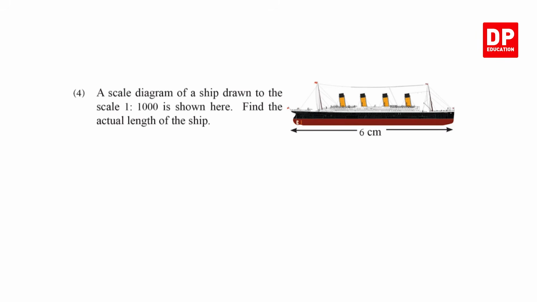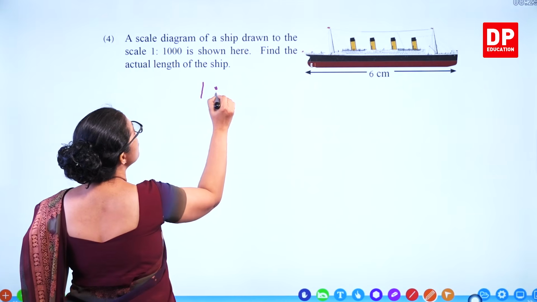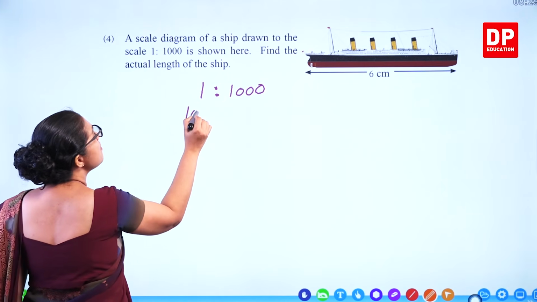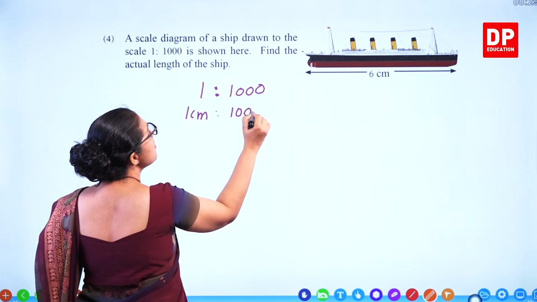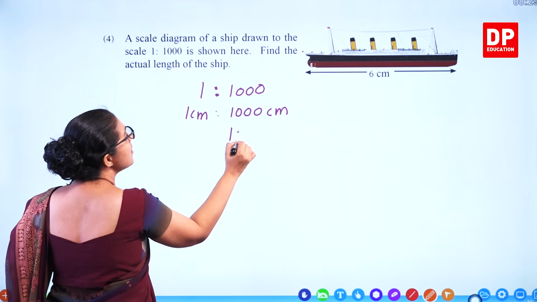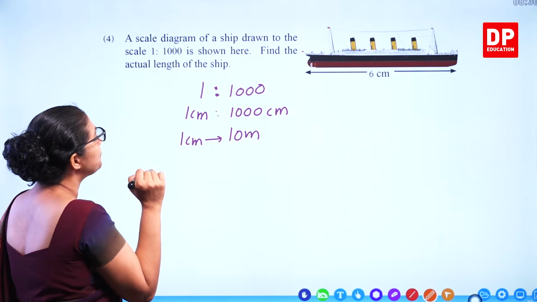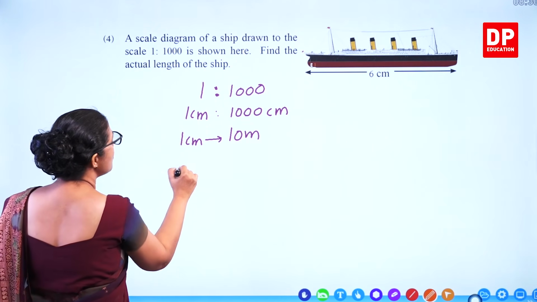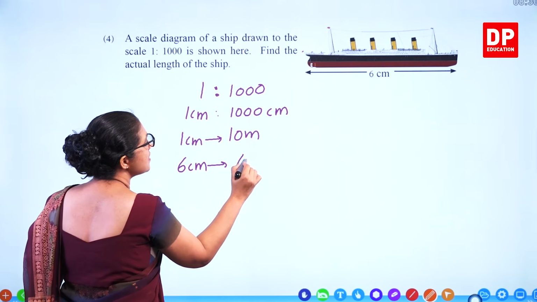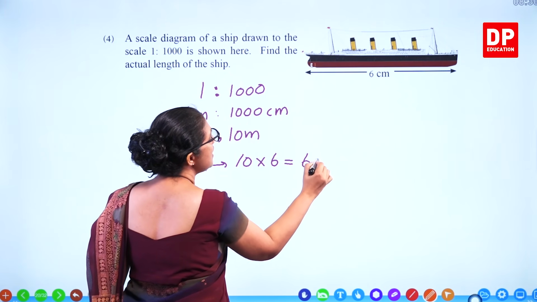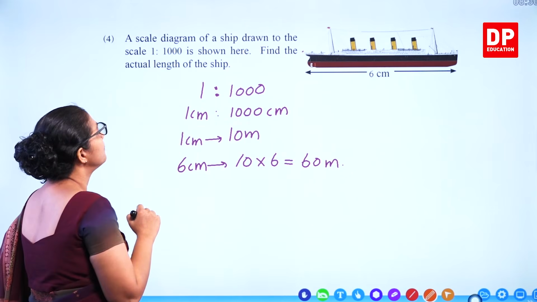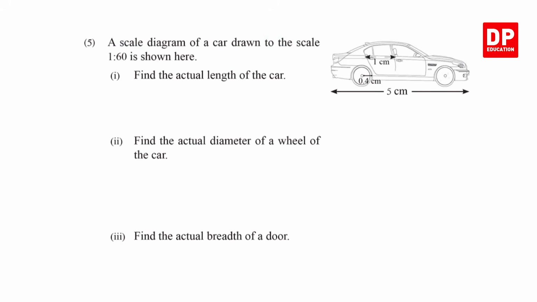A scale diagram of a ship drawn to the scale 1 to 1000 is shown here. Find the actual length of the ship. So 1 to 1000. What it means? 1 centimeter represent 1000 centimeters. Divide by 100, you get 10 meters is 1 centimeter. Now, 6 centimeters you need. Multiply by 6. 10 into 6, 60 meter actual length.